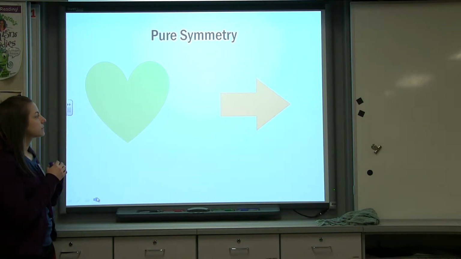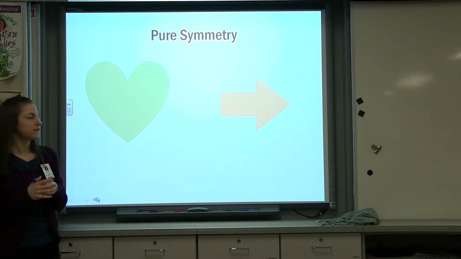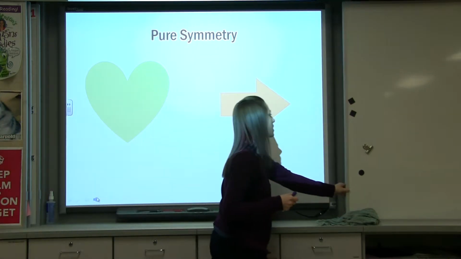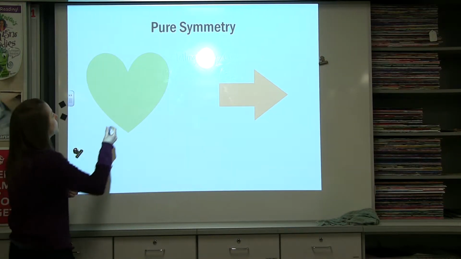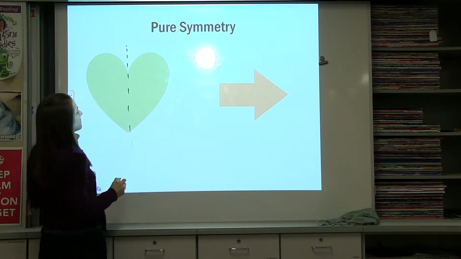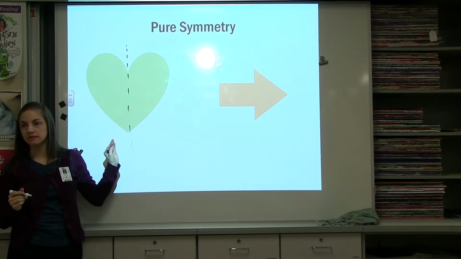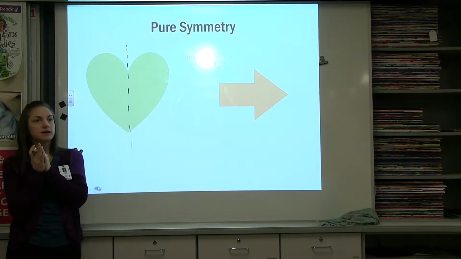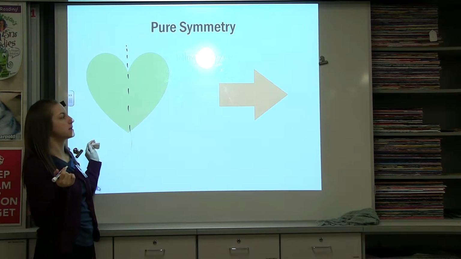Okay, so these are probably the simplest examples that I can give you at this point. So pure symmetry, let me do this so we can draw the axes. Pure symmetry would be if we folded this heart in half on this vertical axis, each side would be exactly the same. True? Okay, so that's purely symmetrical.